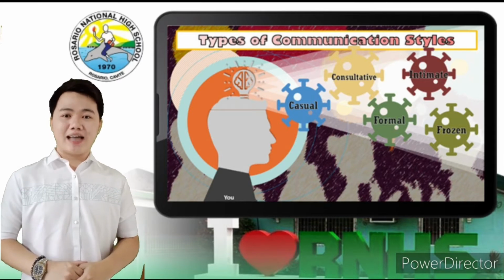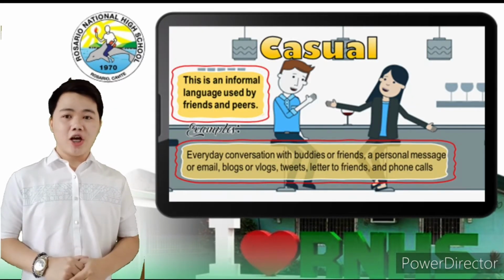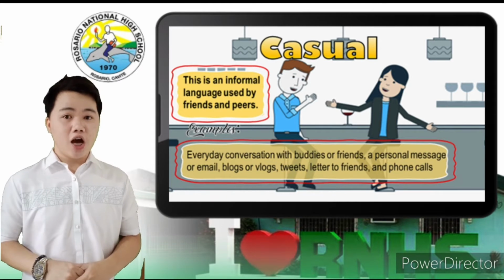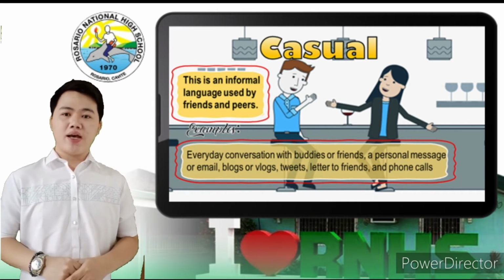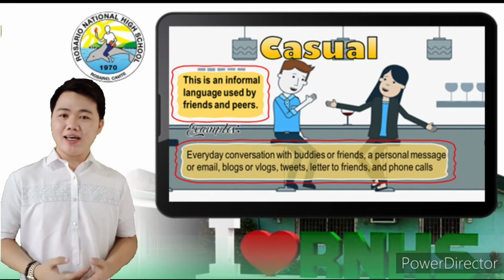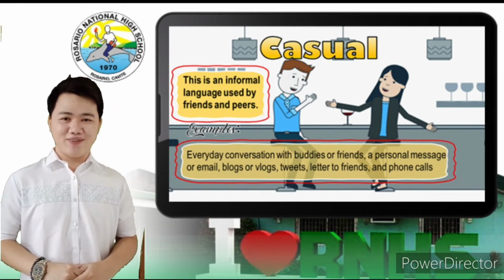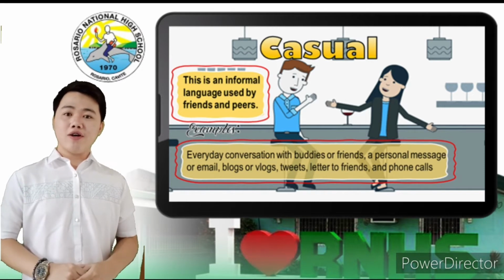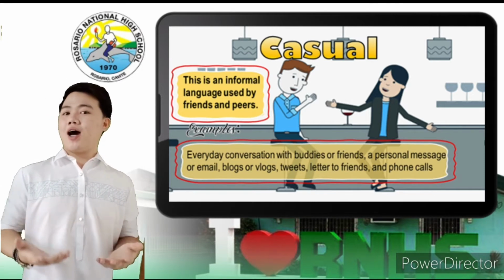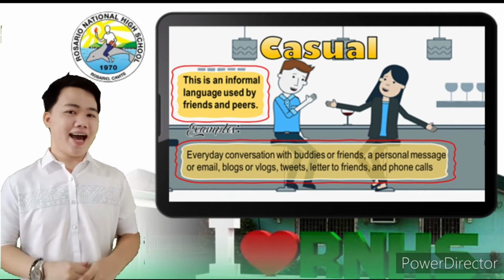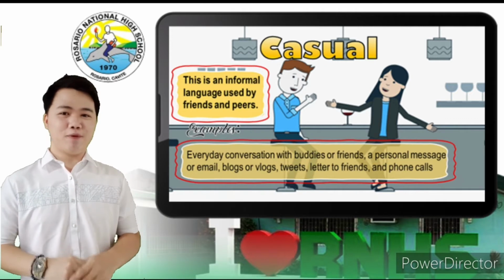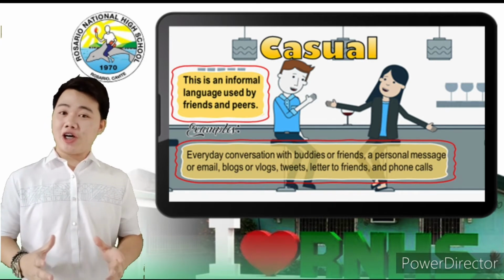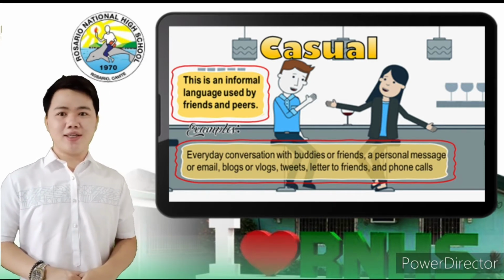Let's have the first one, casual. This is an informal language used by friends and peers. So, whenever we communicate to our friends or peers, we use casual. For example, everyday conversation with buddies or friends, a personal message or email, blogs or vlogs, tweets, letters to friends, and phone calls. In these situations, we usually use informal language like "what's up?", "I don't know," "I wanna," and the likes to make it personal. For example, talking to our friend, "What's up, April? How are you to find out?" Talking to your barkada, "Hey dude, long time no see."